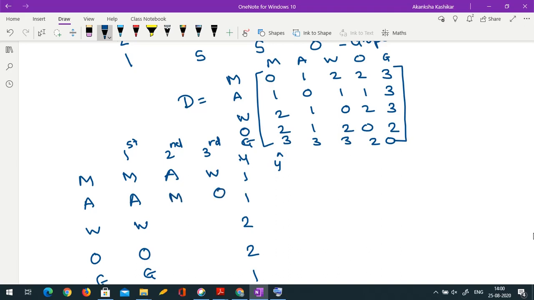Okay. Then for watermelon, nearest is apple. And for the next, orange and mango is a tie. So let me take mango. For orange, nearest is again apple and there is a tie among all the three. So let me take grape. And for grape, nearest is orange and among the other three there is a tie. So let me take mango.